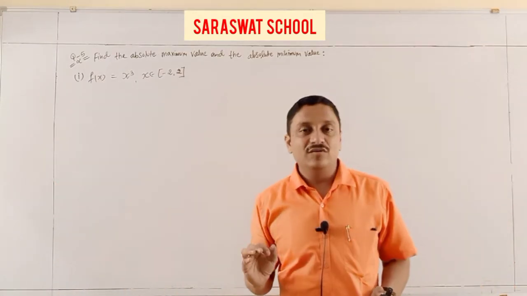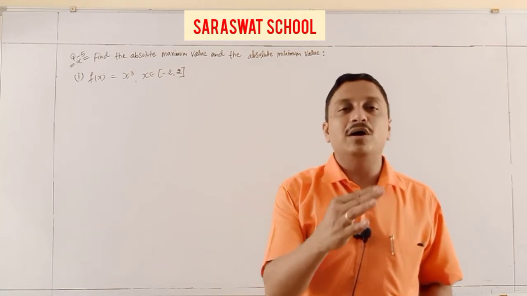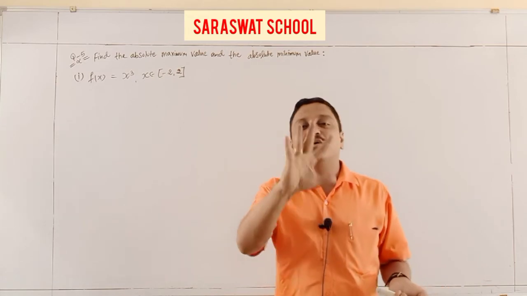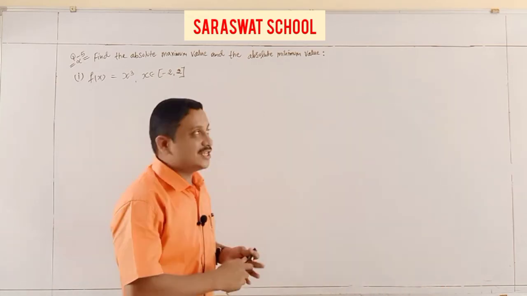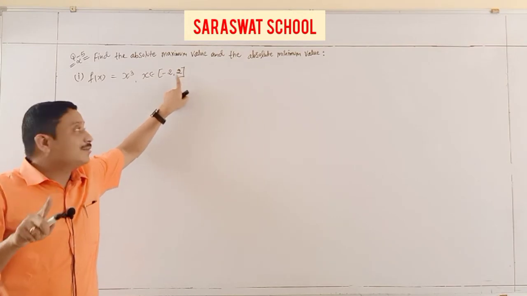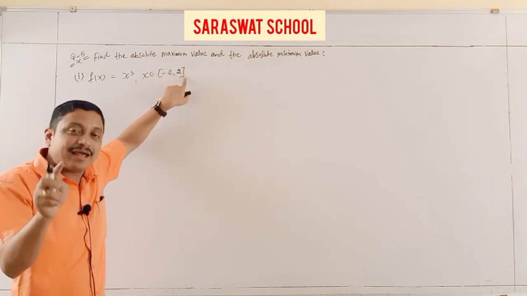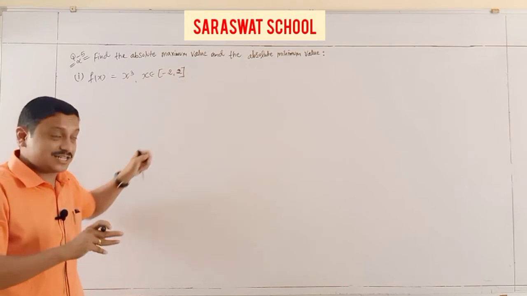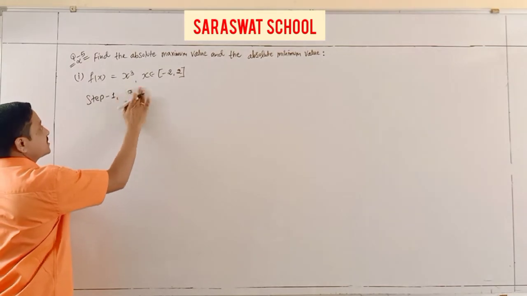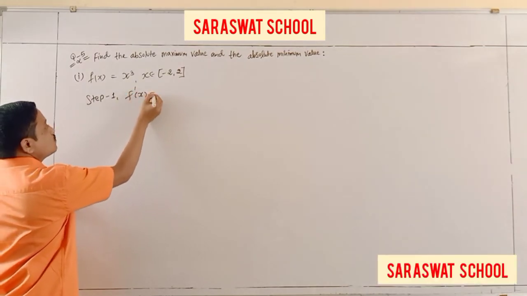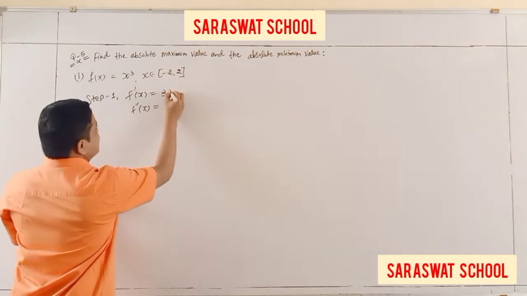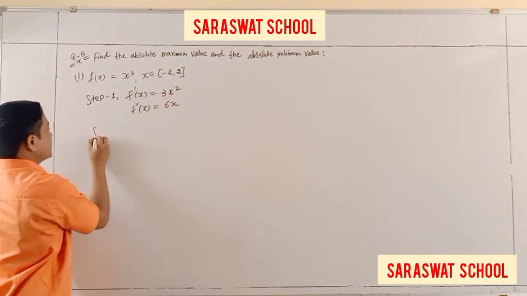5th one. Find the maximum and minimum absolute value. Topic same, going ahead with our 4 steps. So in the question, f(x) is equal to x cube, but the interval given is minus 2 to 2. It means minus 2 and plus 2 values are included in the last answer. So, my step 1, f dash x is 3x square.